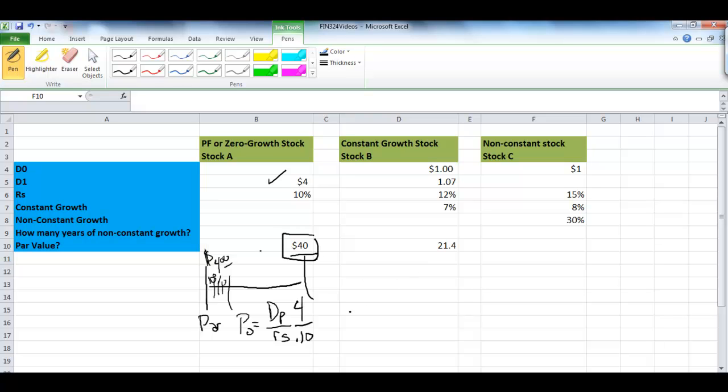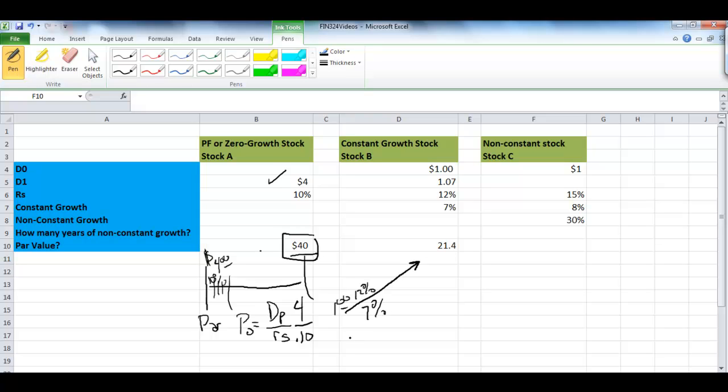Now, the second one, now we have a stock that has some growth to it. And we'll see what data we have. Well, we have D0 was $1, and I already calculated D1 for us. D0 was $1. Our required rate of return is 12%, and it's constantly growing at 7%.